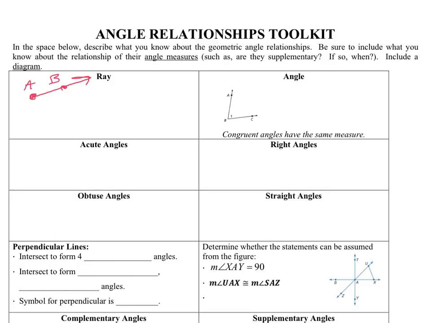It would look like this. We would have, in this case, we would call this ray AB. And what you need to do is you need to make sure that you say the endpoint first. Okay? You might also see this as ray AB, written like that.